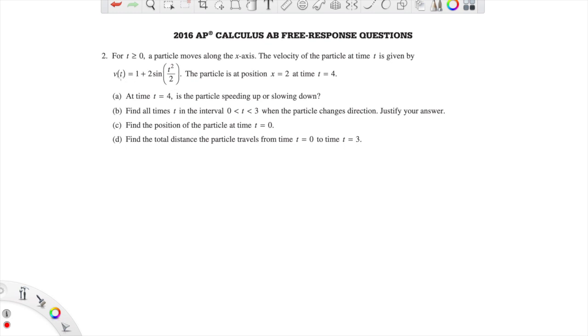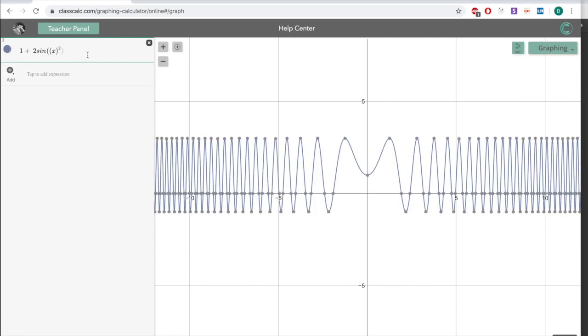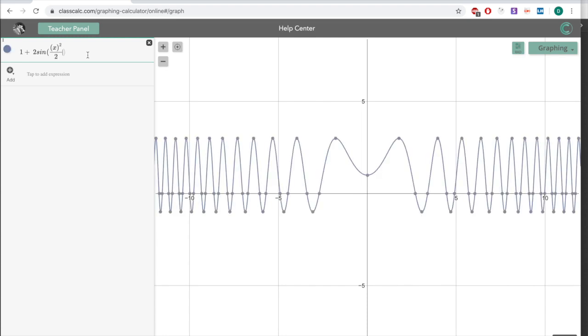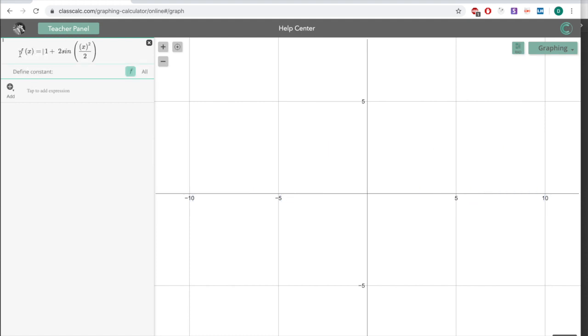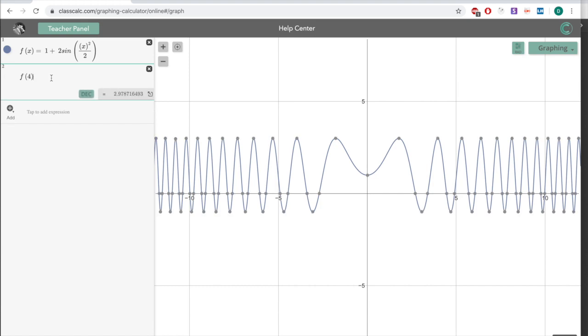So we're going to have to calculate v of 4 for the velocity at 4. I'll write it down right here. We need to calculate v of 4, and we need to calculate v prime of 4, right, which would be the acceleration at t equals 4. So we're going to go ahead and use our calculator for this. So the function is 1 plus 2 sine of t squared over 2. And to solve it at x equals 4, we'll go ahead and actually declare that function with f of x and then just have f of 4 to get velocity of 2.978.